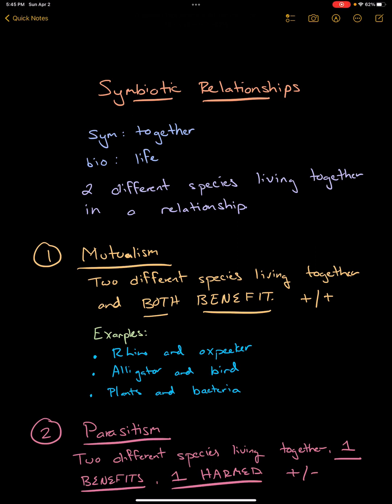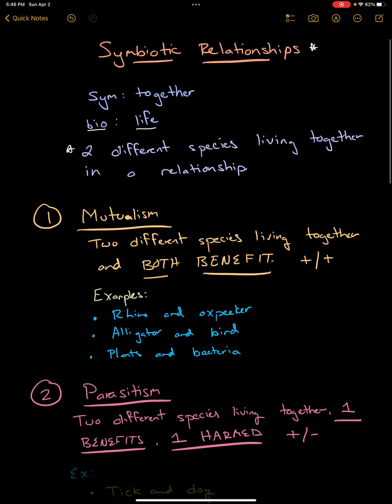All right, guys, let's talk about symbiotic relationships. If I were to take symbiotic and break it down into the word parts, sim means together. Bio we know means life. And so symbiotic are things living together. A symbiotic relationship is going to be two different species living together in a relationship, right?